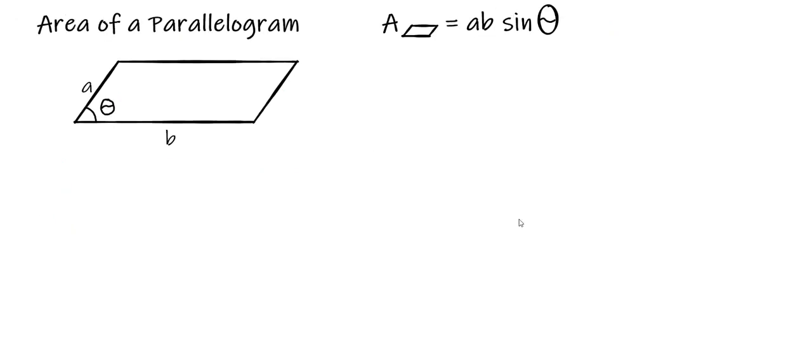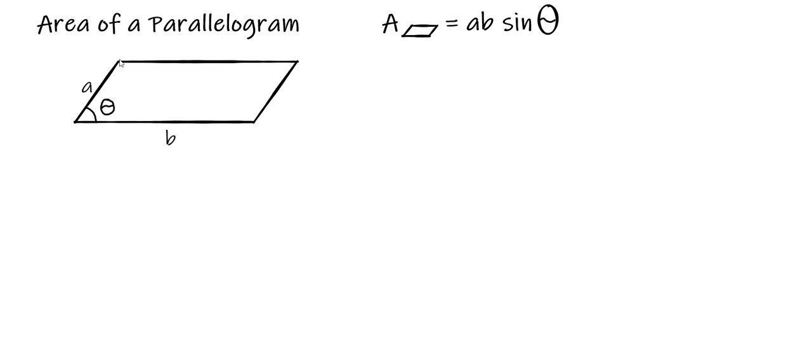Now, one of the consequences of this area formula for parallelograms is that we can actually use it to show that two supplementary angles must have the same sine value. So again, I have up there our formula that the area of a parallelogram is equal to the product of the two different length sides times the sine of the angle in between them.